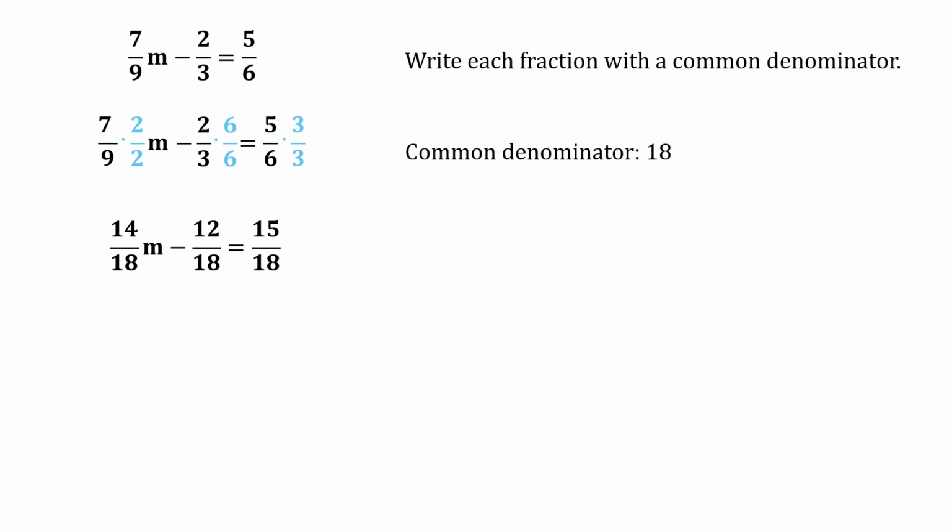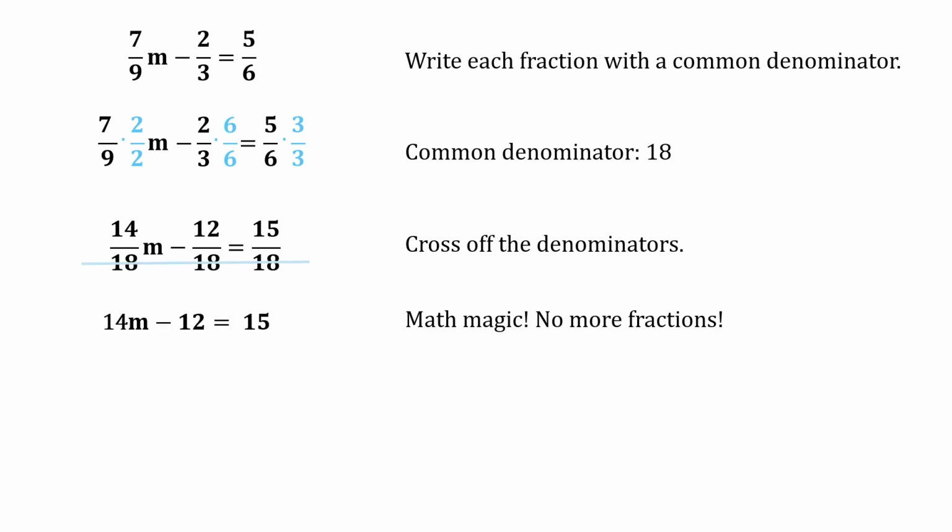And watch this. I'm just going to cross off all those denominators. That math magic tells me I have no more fractions. So I have 14m minus 12 equals 15. Much friendlier equation to work with.